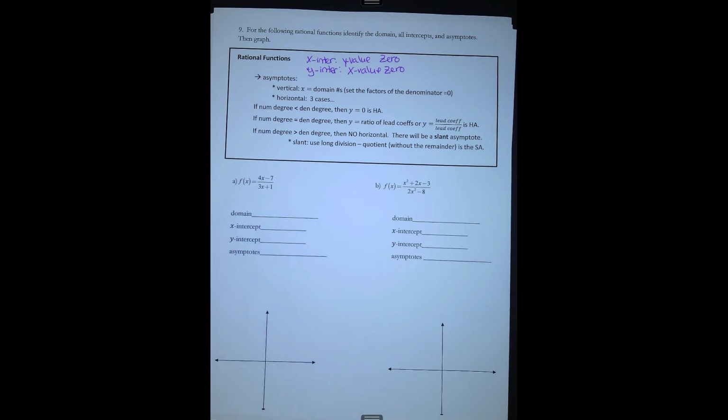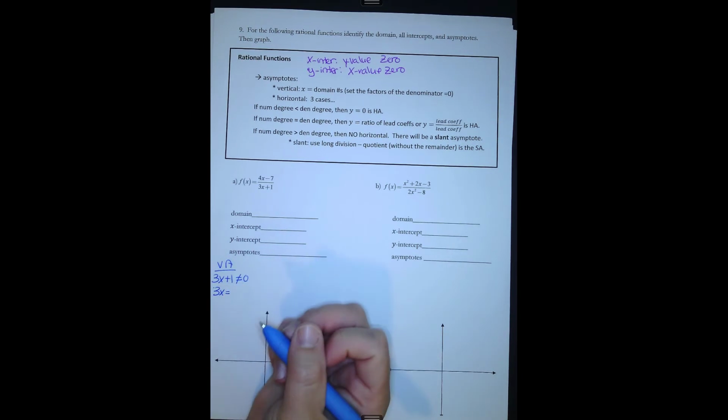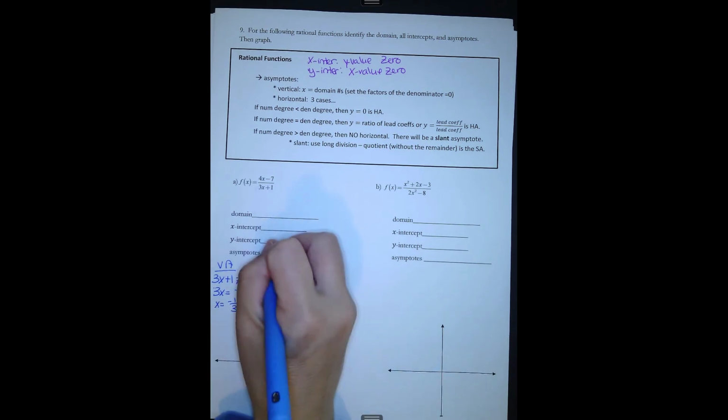So we have our function f of x equals 4x minus 7 over 3x plus 1. So first thing we're going to do, find our vertical asymptote, which would be that 3x plus 1. And we know we can't divide by 0, so it cannot equal 0. So then we have 3x, and I'm going to just go ahead and say equals, since it's actually an asymptote, equals negative 1, x equals negative 1/3. So we would say our vertical would be x equals negative 1/3.